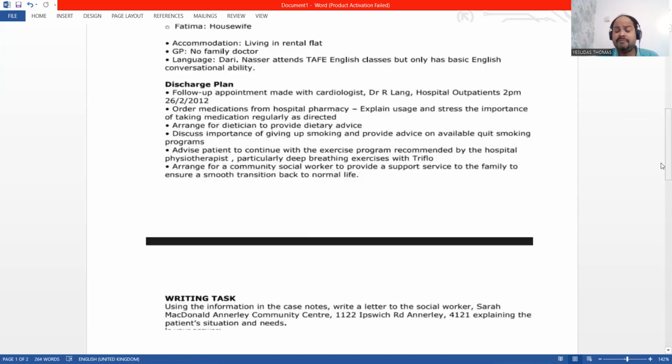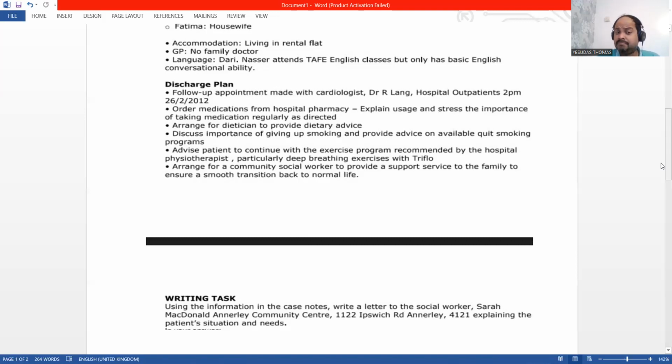Now we have a lot of things in the discharge plan, and we have the follow-up appointment made by the cardiologist, Dr. R. Lang, Hospital Outpatient Department, 2 p.m. on 26 February.